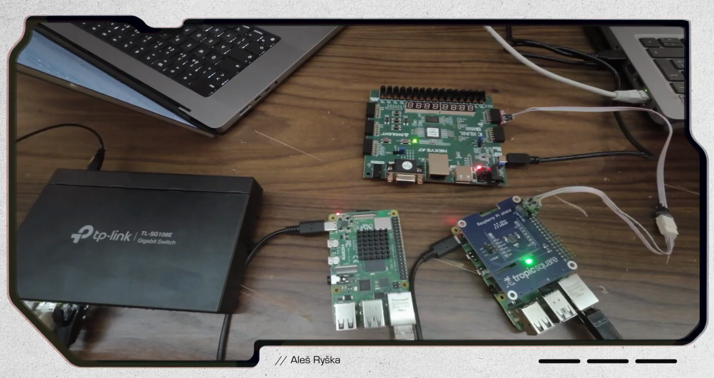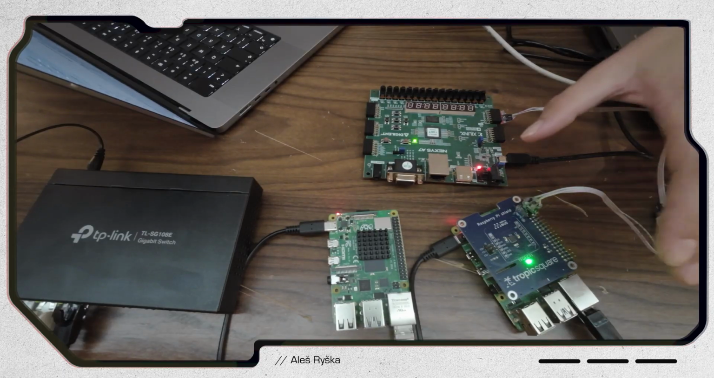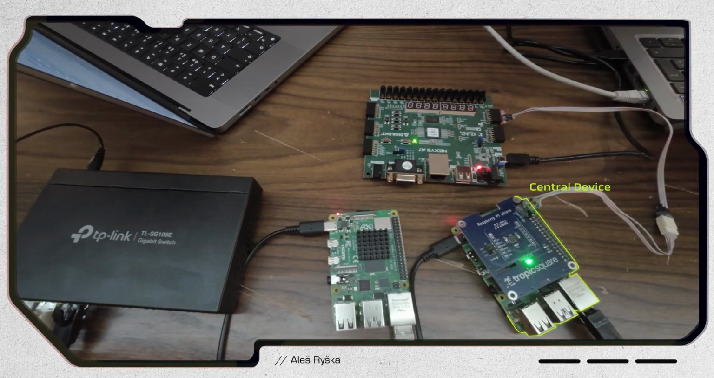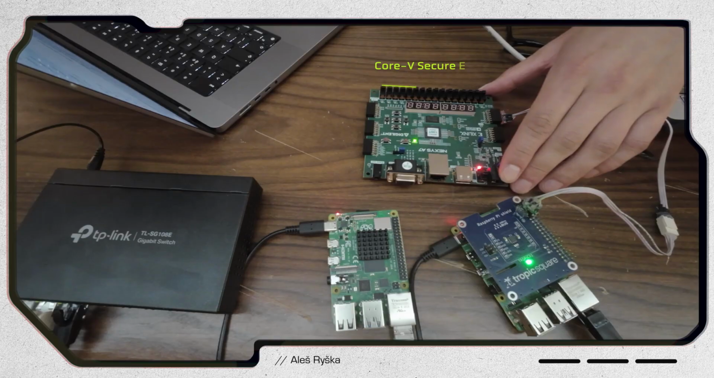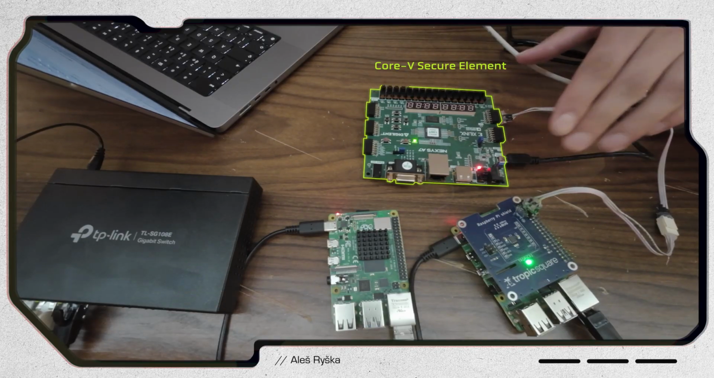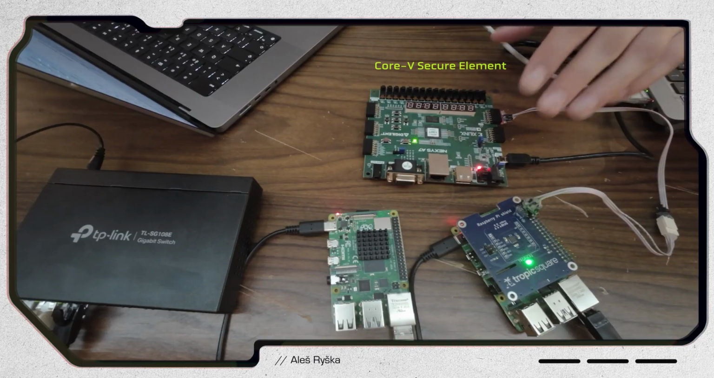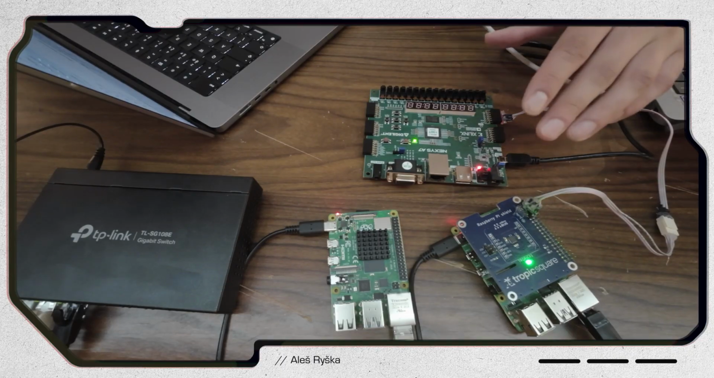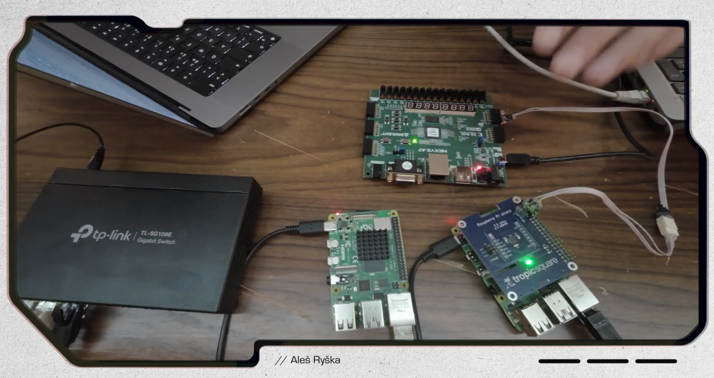Let's take a look at the elements which are necessary for the demo to be running. We should start with the central device, where the Tropic 01 header is located, which is connected to this central device via the SPI bus. Then we have the Core 5 secure element, which is running on an FPGA, and this board is connected to the Raspberry Pi via I2C. On the I2C there is a new secure channel protocol running, which is part of the ORSHIN project.